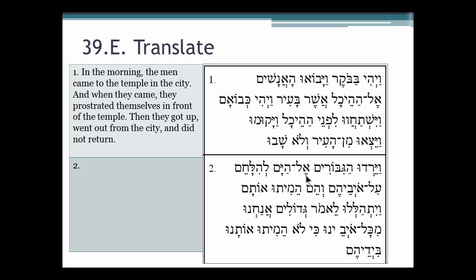So they went down to the sea in order to fight al against oyevehem. This is oyevim plus a suffix. So the enemies of them, so they're fighting against their enemies.